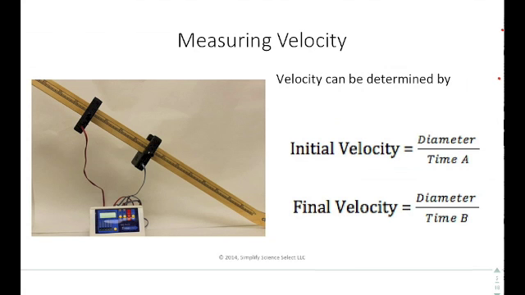Whenever we measure velocity, in a photogate situation, velocity is determined by taking the diameter of the object that passes through the photogate and dividing it by the time of that particular photogate. And that allows you to measure two different velocities. Here you have the initial velocity and the final velocity, depending on which of the photogates you use.